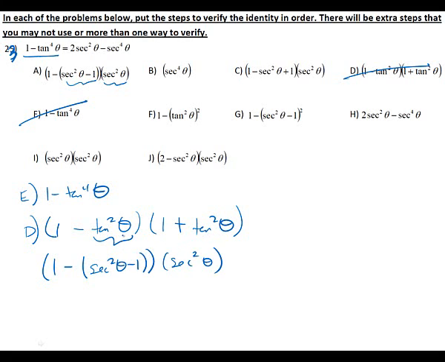So this one I was just replacing tangent. I had to use secant squared minus 1. This one I was replacing 1 plus tangent squared, so I just get to use secant squared. Is that A? Yeah. Okay. Thank you. All right.